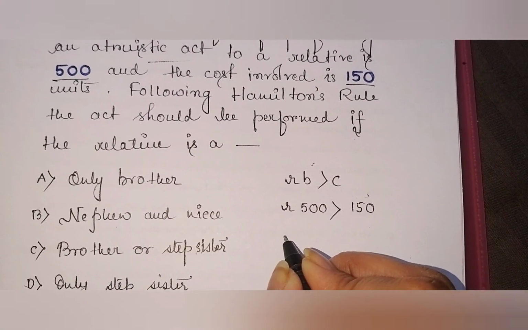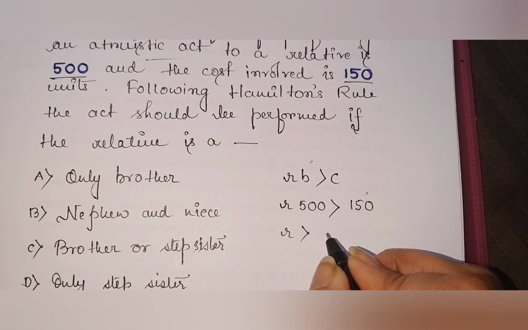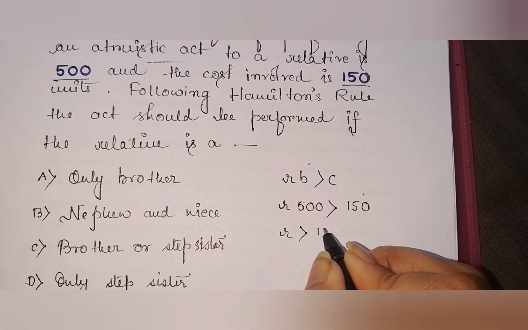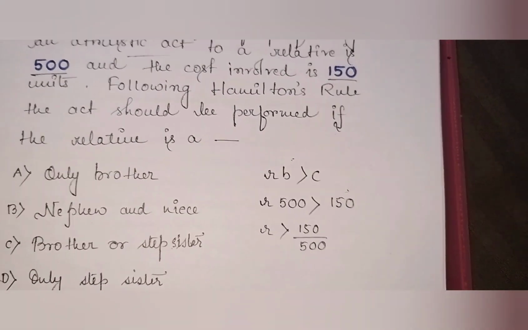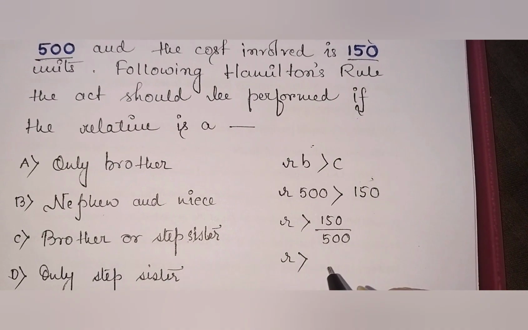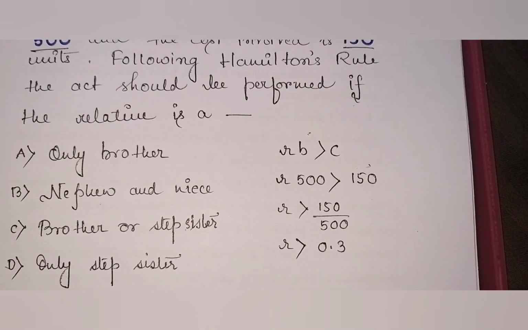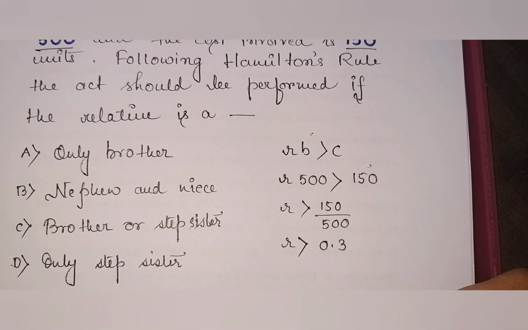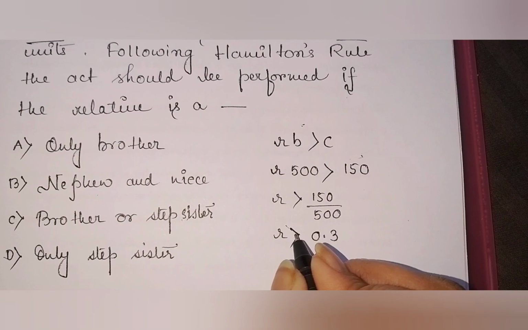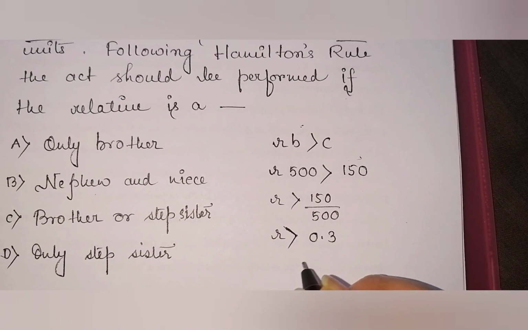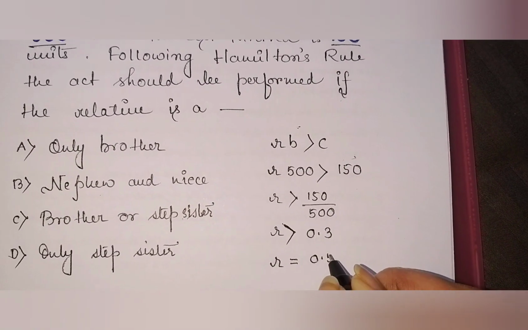Now see, therefore R is greater than 150 by 500, correct? Which makes R greater than 0.3. When R is greater than 0.3, if you go back to the table, it means what? According to Hamilton's rule, if R is greater than 0.3, then R must be equal to 0.5.